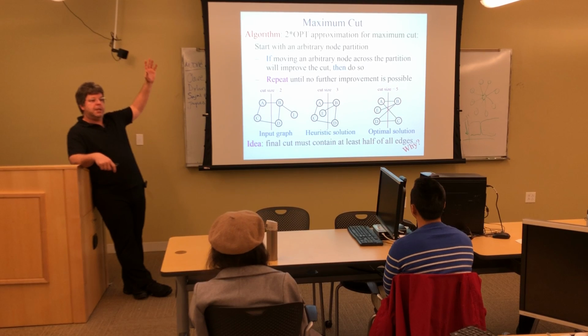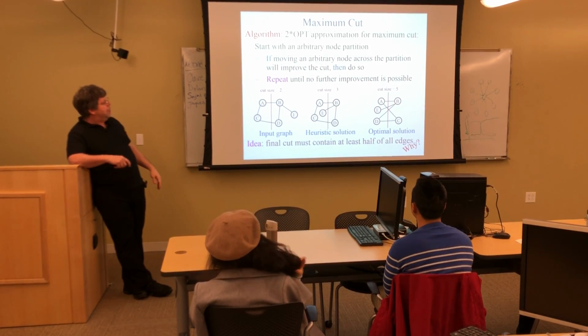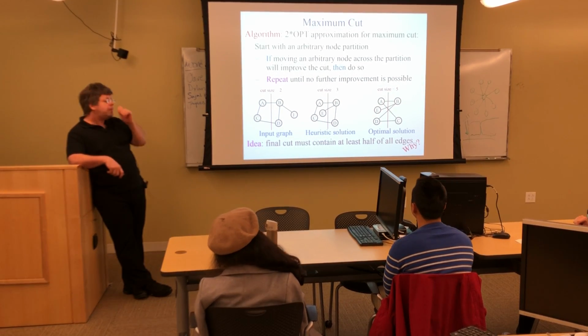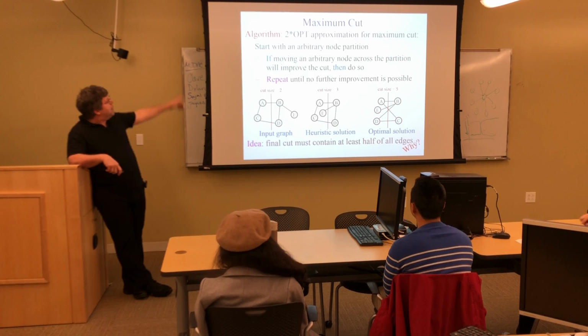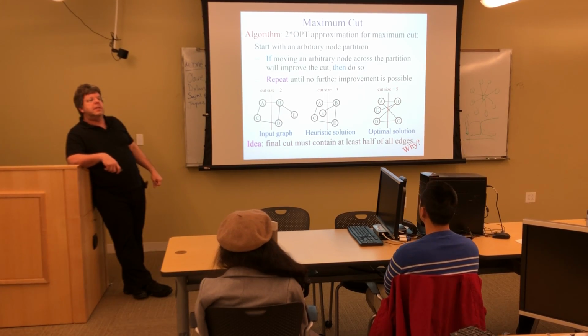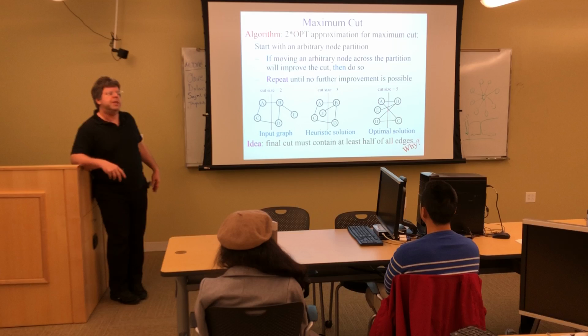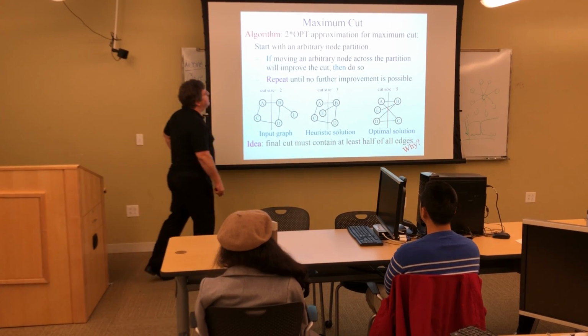How many understand that logic? Okay. And that's where your 2x optimal bound comes from. We just proved it. And look how simple the heuristic is. It just runs very quickly. It's easy to determine these nodes that will improve the cut, and very quickly it'll converge on some result, and this is guaranteed to be no worse than twice.